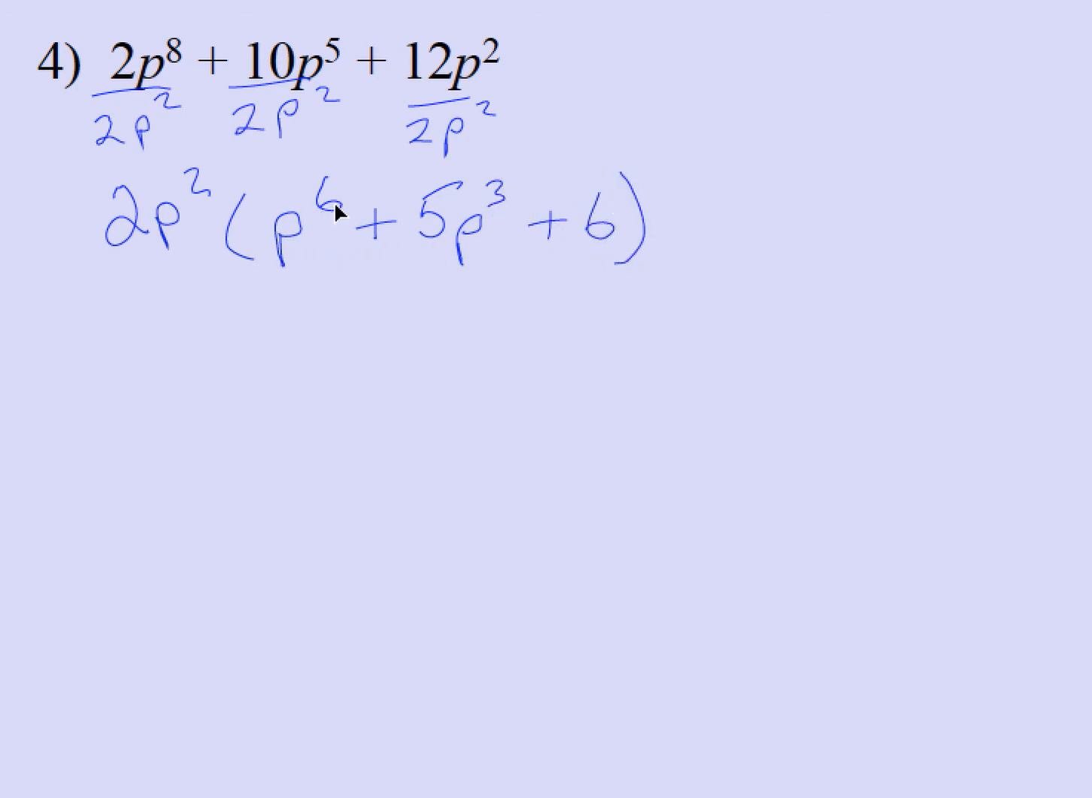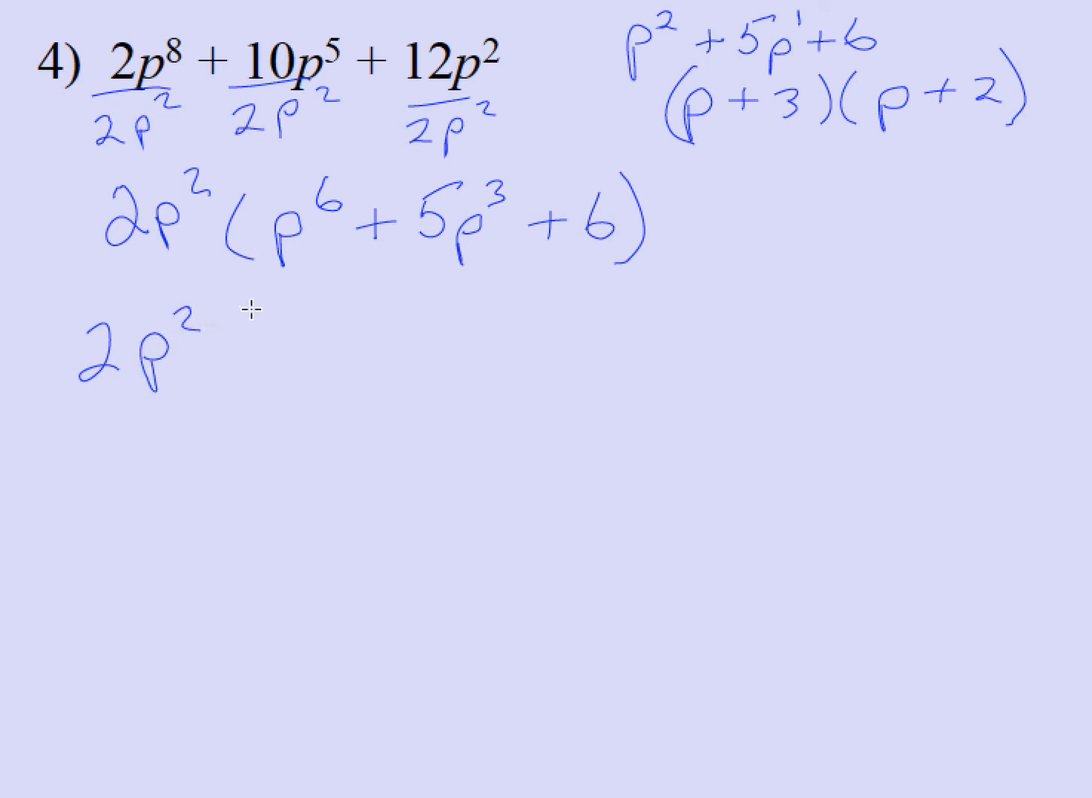Now I'm not used to dealing with p to the 6th and p to the 3rd, but I do notice that this is twice as big as that one there. So what would you have done if you had p to the 2nd plus 5p plus 6? Okay, where this is twice as big as this one here. Would you have been able to factor that? Sure. That's p plus 3 and p plus 2.